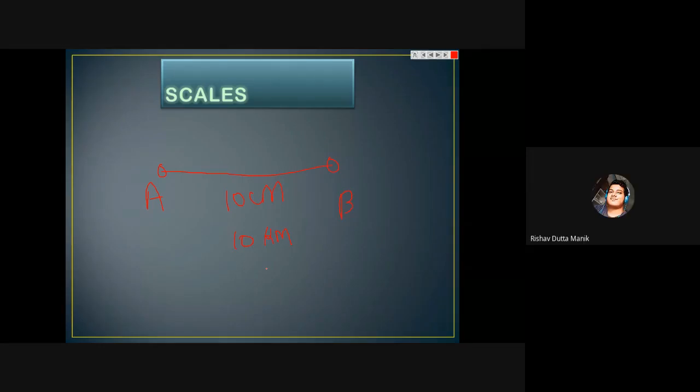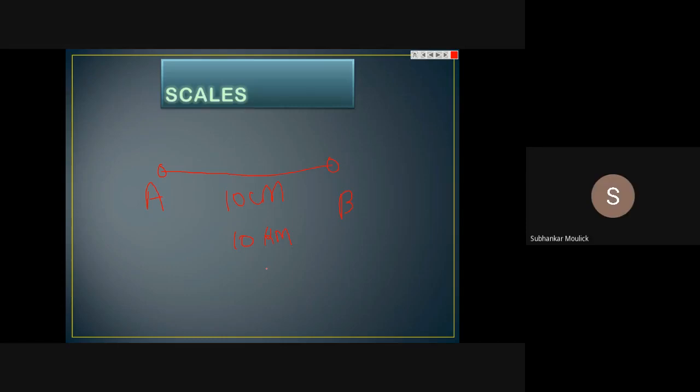RF is the ratio between the distance on the map to the distance on the ground. So what is the physical significance of RF? By the help of RF we can measure this 10 kilometer, but you have to make me understand how. We can convert this into the same ratio, like 1:50,000.